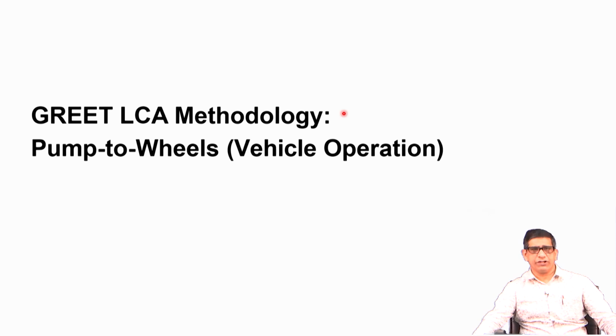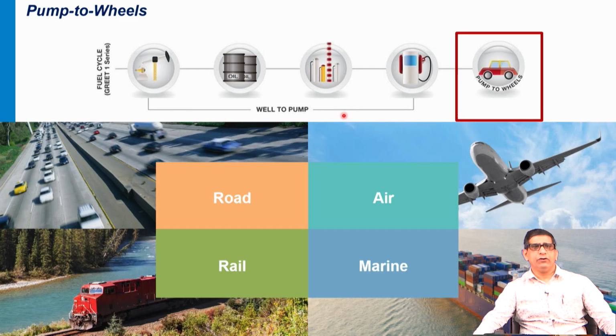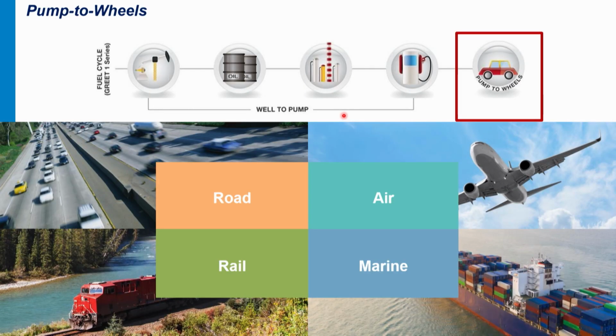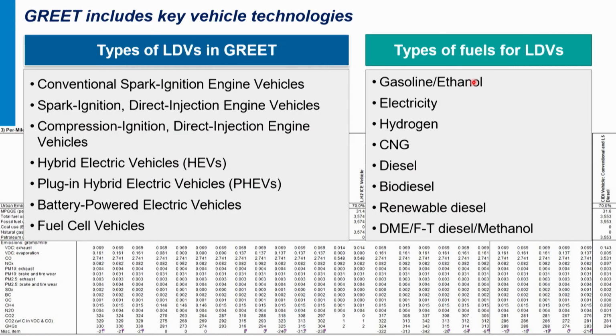Then from pump to wheel, the vehicle operation side, you have to think about the vehicle being operated on road, air, rail or marine. So you have this fuel cycle where the oil is there from the well, then it goes to the pump, and then pump to wheels. It is going to be used in different applications.